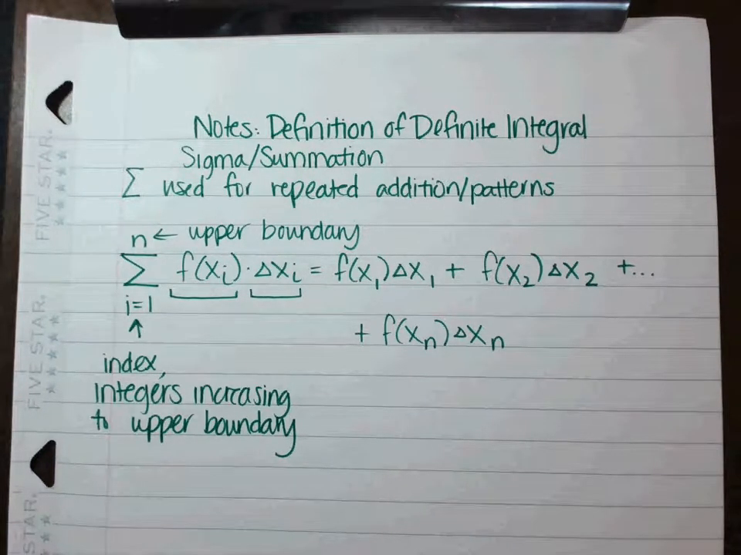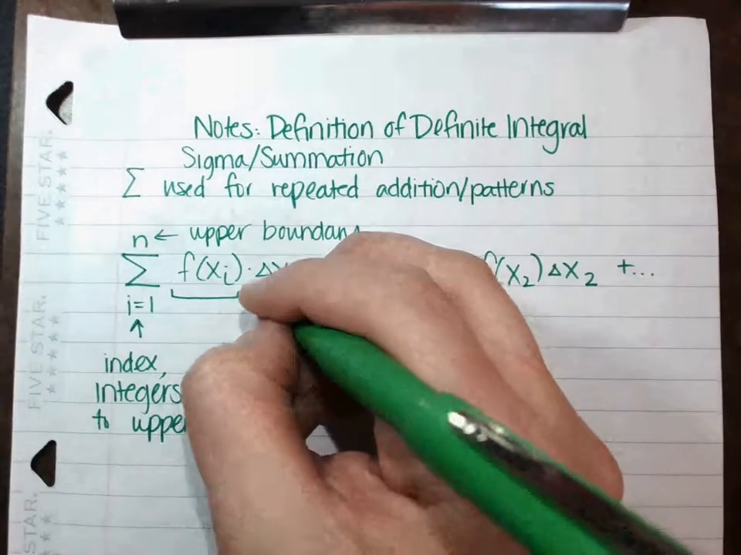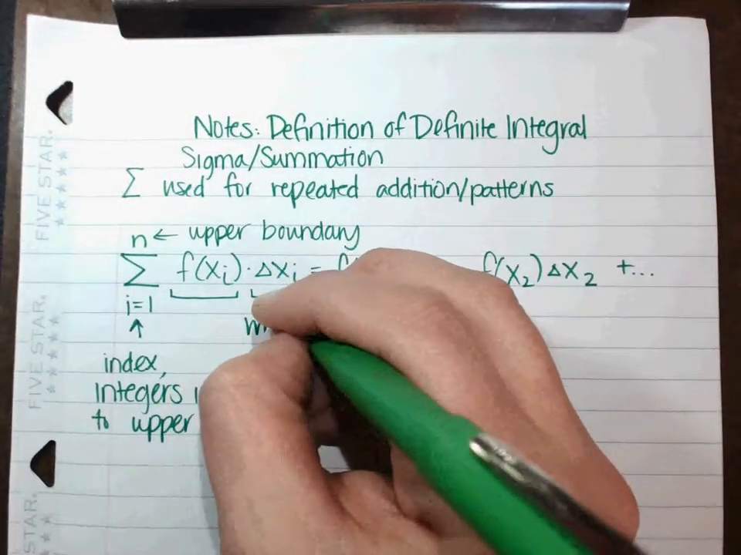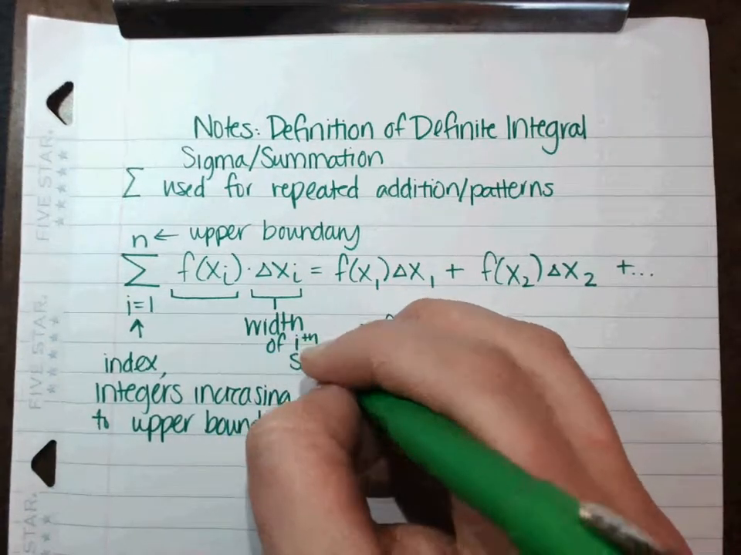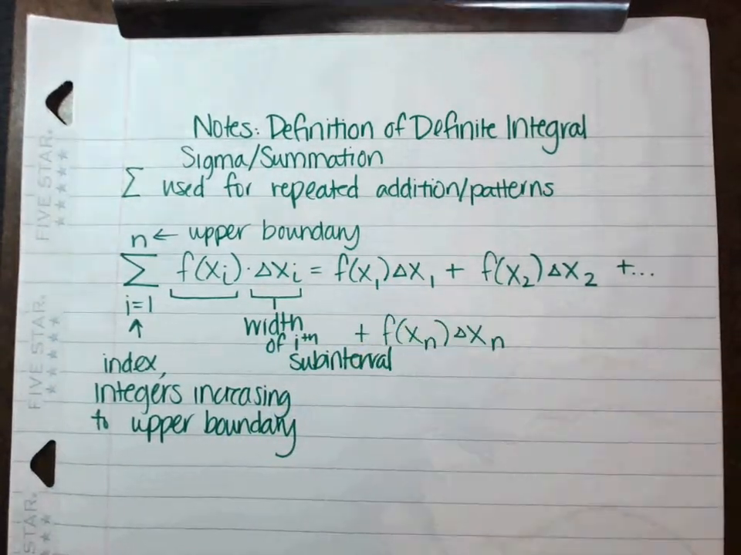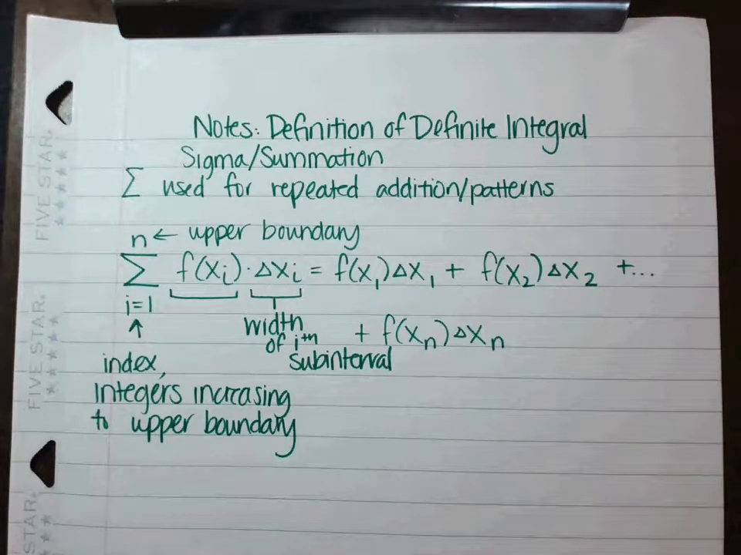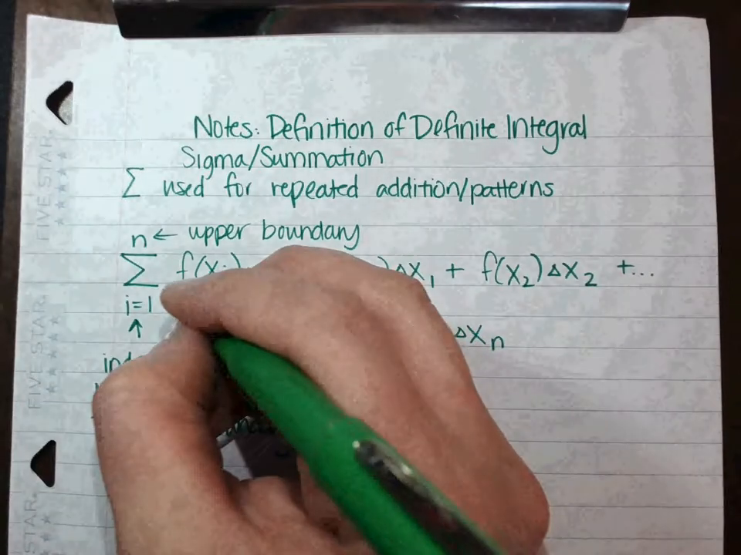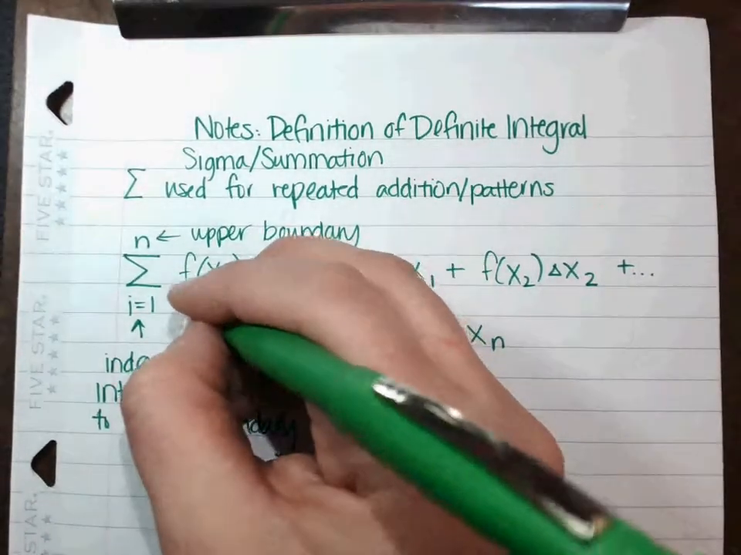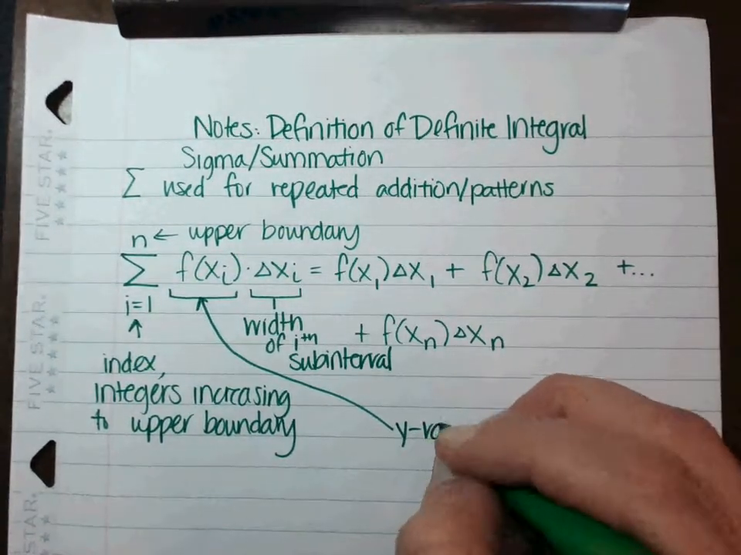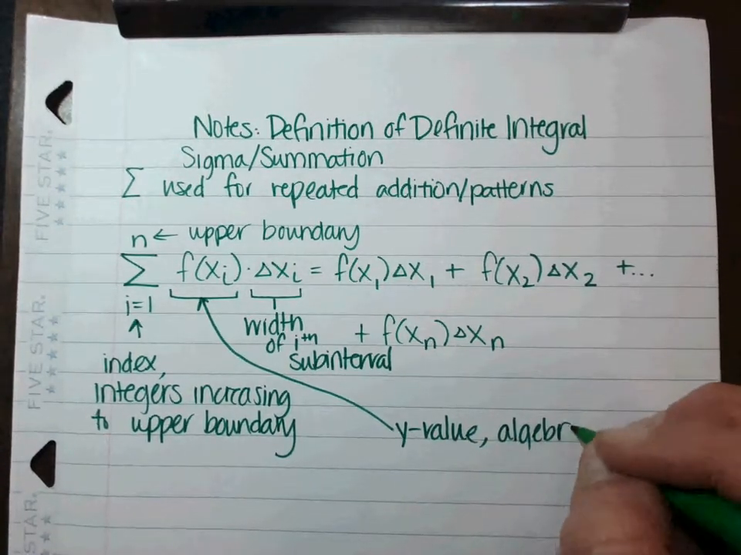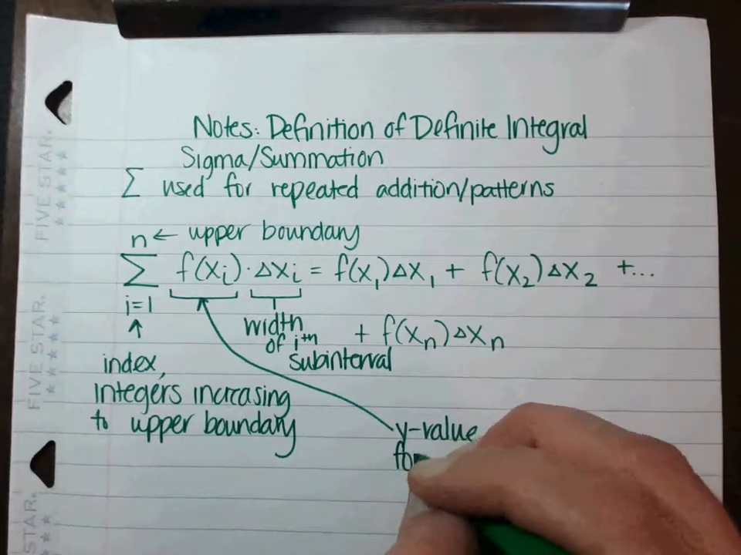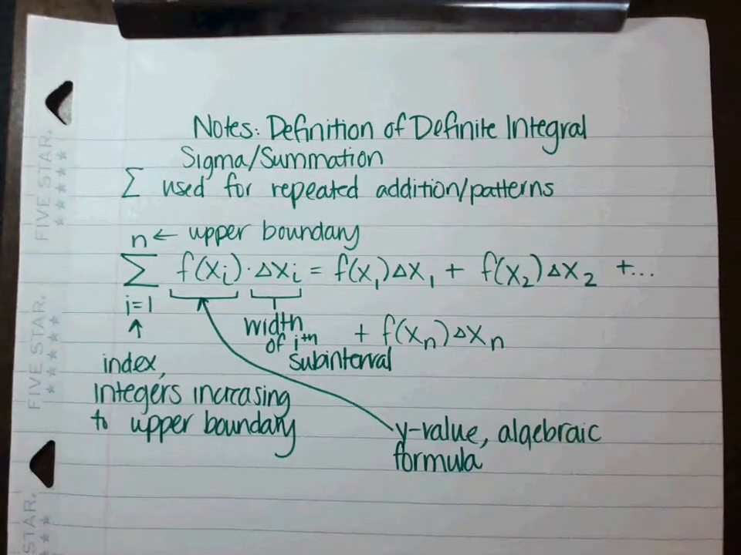Okay, then delta x sub i is going to stand for the width of the ith subinterval. And then f of x sub i, I'm going to do a little arrow thing here. Okay, that is going to be your y value. And it is going to be some sort of algebraic formula that you're plugging into. Okay?